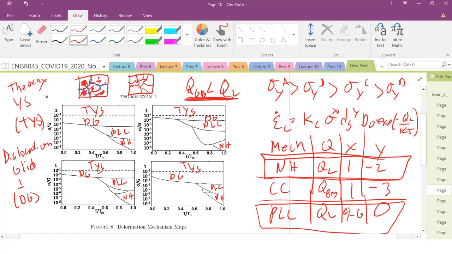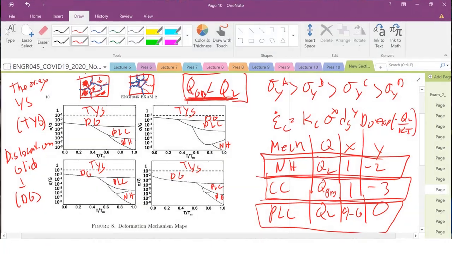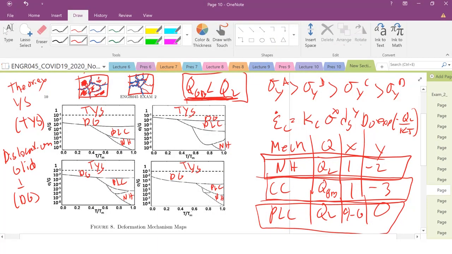What's going to be the leftmost region in here? At lower temperatures, Coble creep is going to dominate. Why? Because this activation energy is lower than Q_L. So it is going to be able to diffuse along these grain boundaries at a lower temperature, because that activation energy is lower compared to your bulk diffusion mechanism. So I'm going to call this CC.